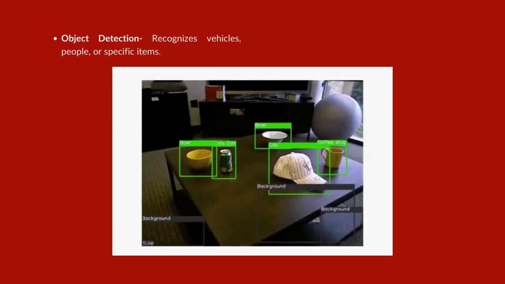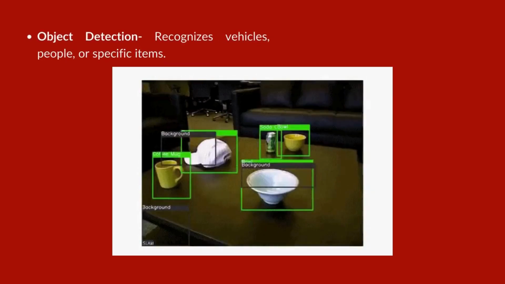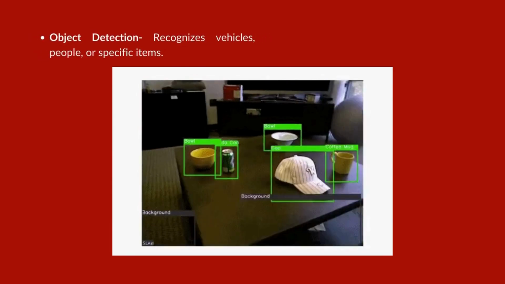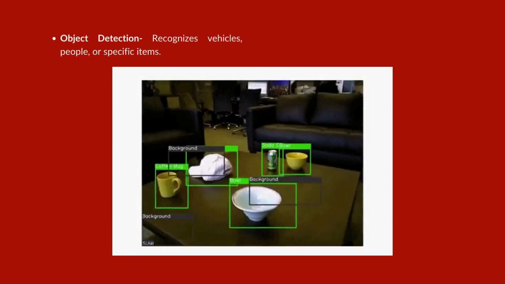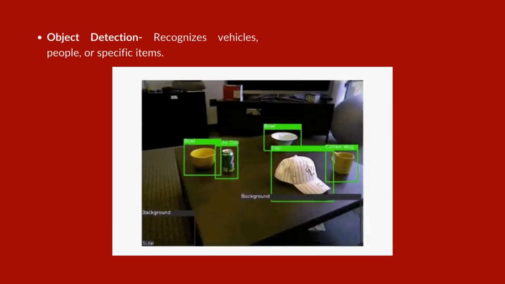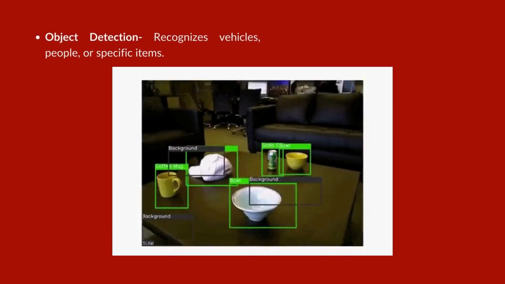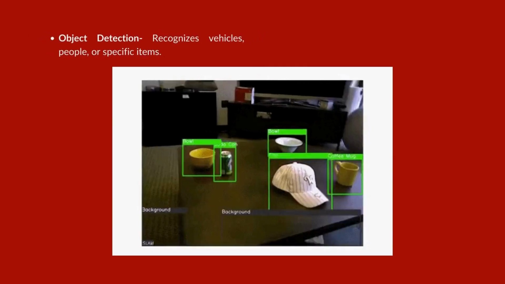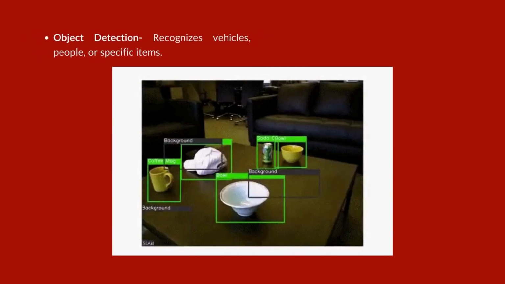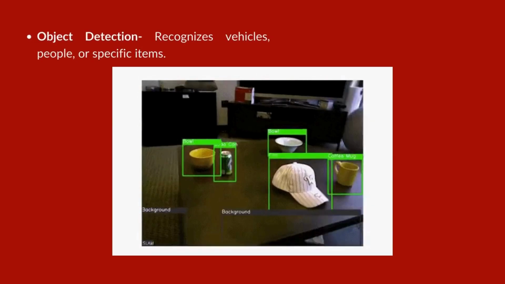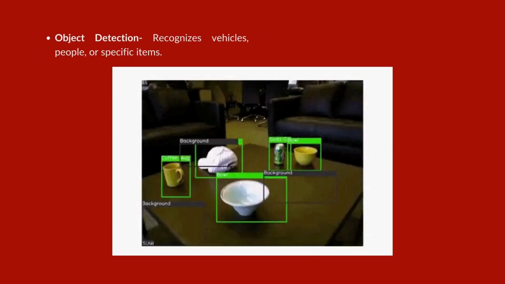This basically recognizes vehicles, people, or specific items. Like it can differentiate between humans and vehicles and cars. You know, this video is just for example. Like it can say, okay, this is a cap, this is a plate. It can identify. It's a very smart AI function.